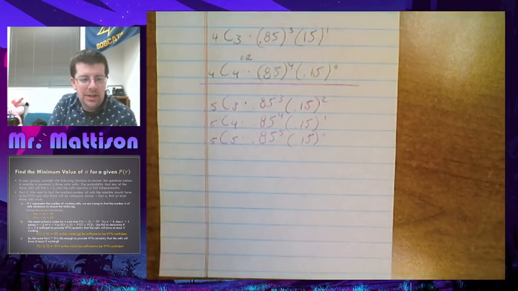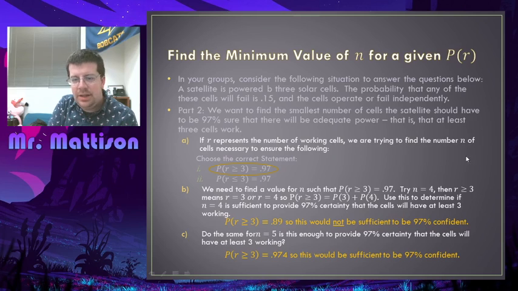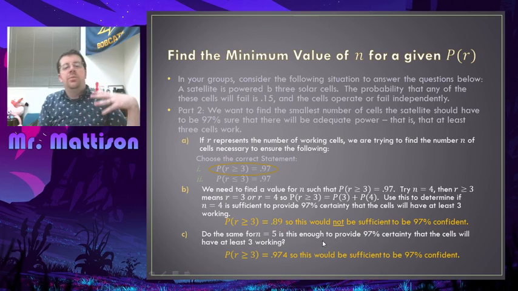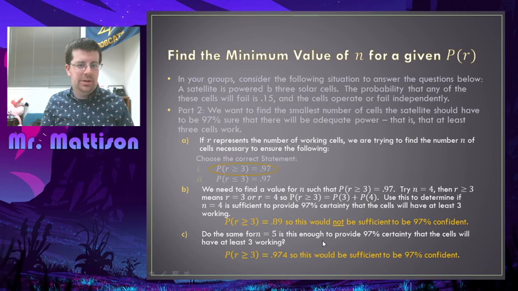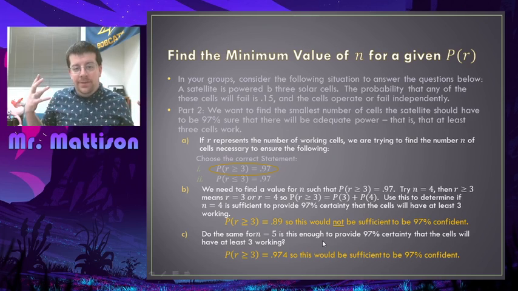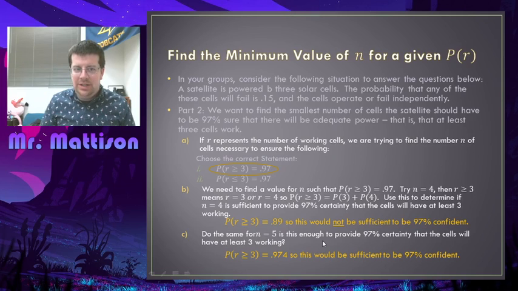So what that tells me is that having 4 wouldn't work, but having 5 would, because having 5 takes my probability of having at least 3 work to higher than 97%. Now, if I'm sending a satellite into space, I probably want a higher than 97% chance that it's going to work, because that costs millions upon millions of dollars just to send it up there. So that's why we'd probably want higher than that, but for the sake of an in-class trial, we're only going to stop at 97% for hopefully obvious reasons.